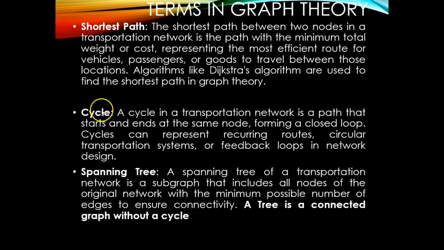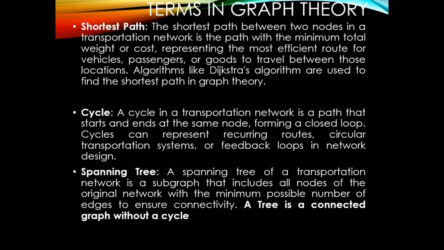We've already explained what a cycle is, and here we are going to be looking at what we call the spanning tree. A tree is a connected graph without a cycle. That is what a spanning tree is. We know what a tree is, the roots, the branches. There is no cycle. That cycle will not come into play when we're dealing with a spanning tree in a transportation network.